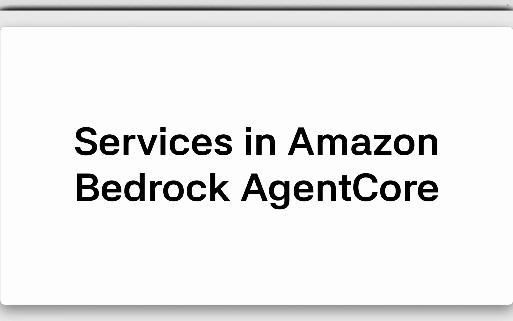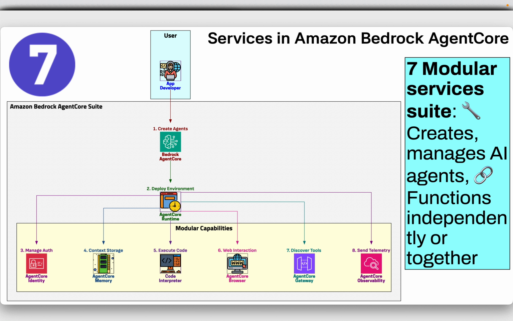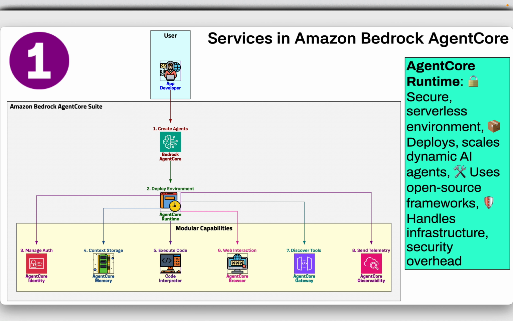Services in Amazon Bedrock AgentCore. So there are 7 services in the Amazon Bedrock AgentCore, and they are modular services that facilitate the creation and management of AI agents capable of functioning independently or together. So the first service is AgentCore Runtime, which is a secure serverless environment designed to deploy and scale dynamic AI agents using various open source frameworks, handling infrastructure and security overhead.